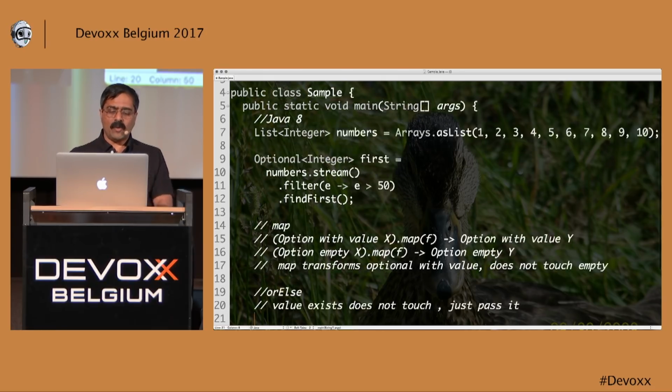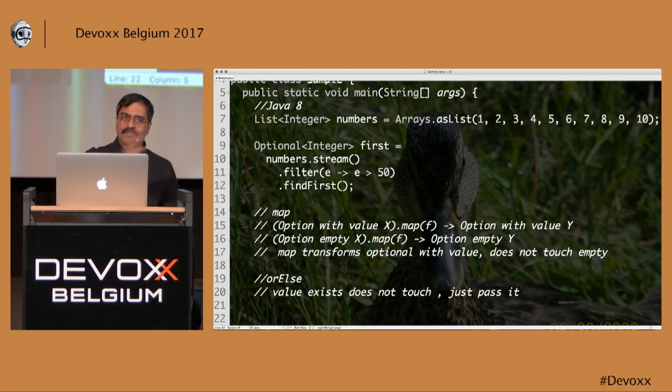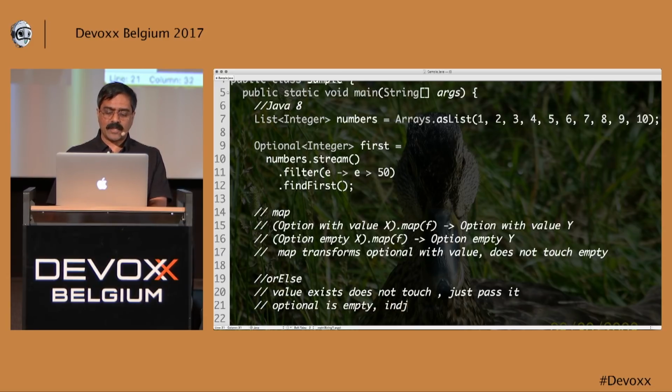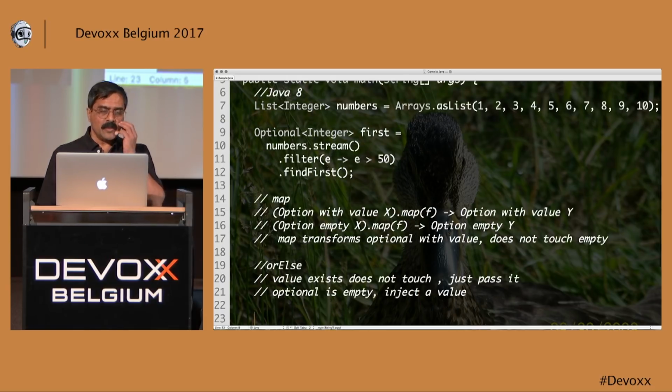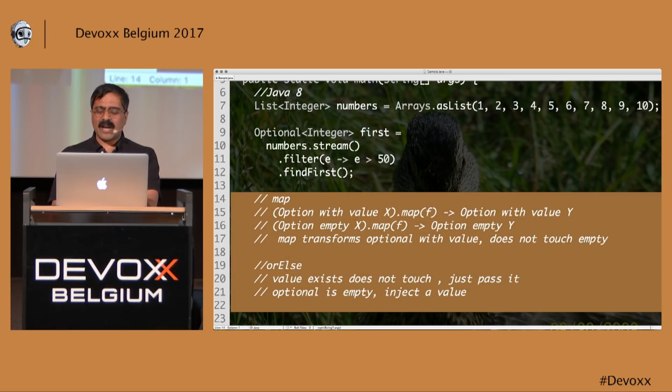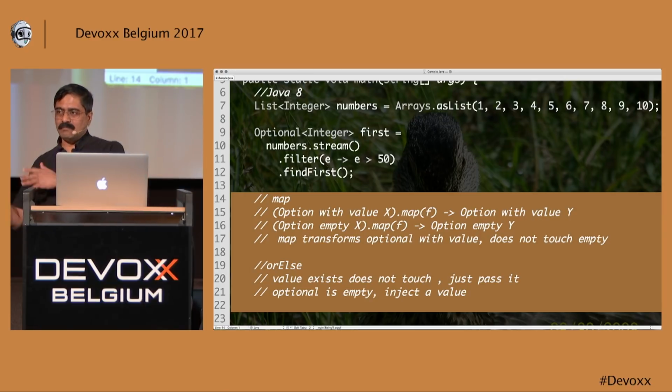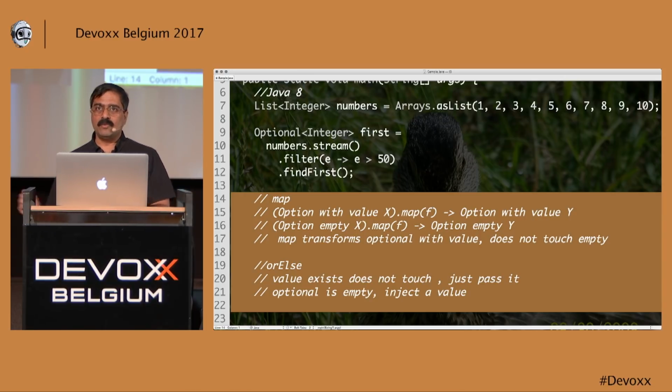Just pass it. So if a value exists, what does orElse do? It quietly gives you the value. It doesn't do anything with it, doesn't mess with it. If the optional is empty, on the other hand, what does orElse do? Inject a value. In other words, orElse will inject a value if the value doesn't exist. If the value exists, it simply moves it forward. If you notice, to a certain extent, these are kind of like opposites. Map will transform the value, but quietly ignore the empty. OrElse will quietly move the value forward, doing nothing with it, but inject a new value if it's empty.